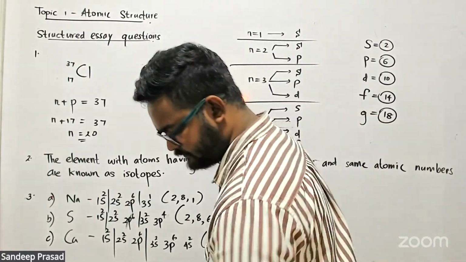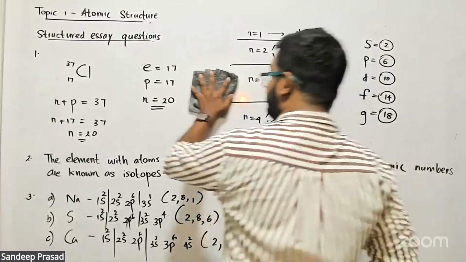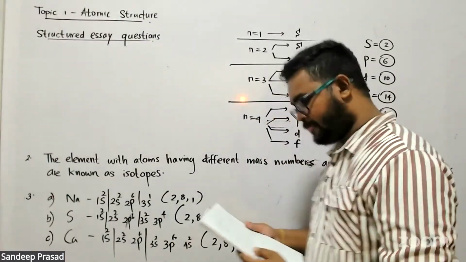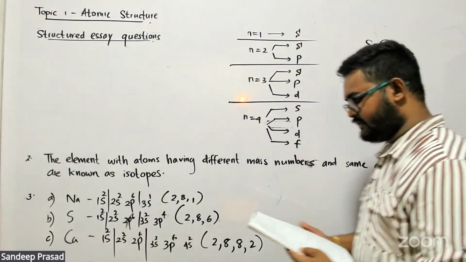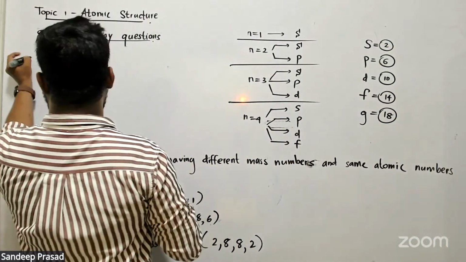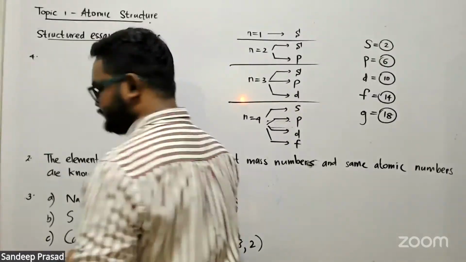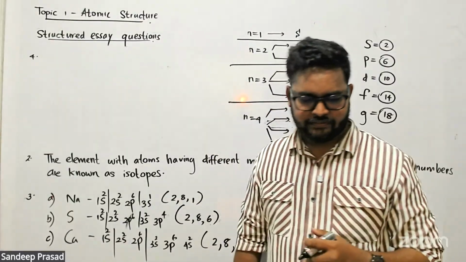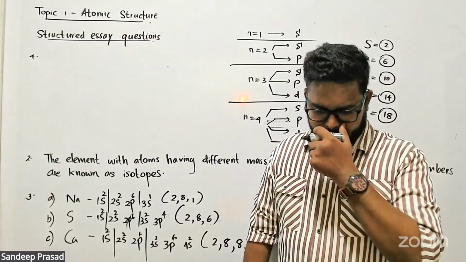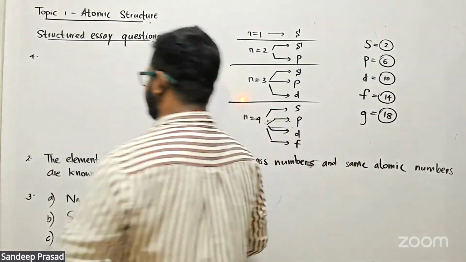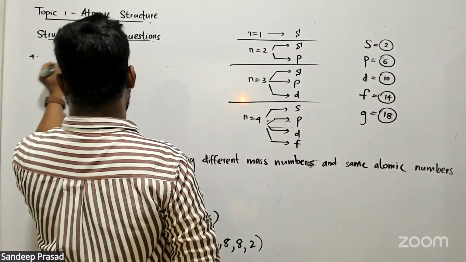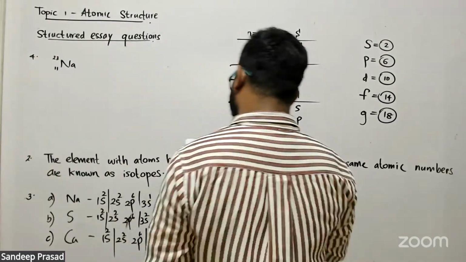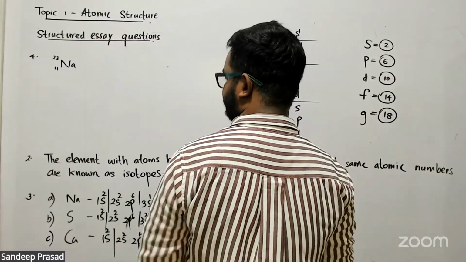Okay. Number 4. Question number 4. An element capital X has atomic number 11. Students, what is the element with the atomic number 11? You know it. What is it? Sodium, right? Remember, sodium's atomic number is 11, mass number is 23. State the number of energy levels and valence electrons.